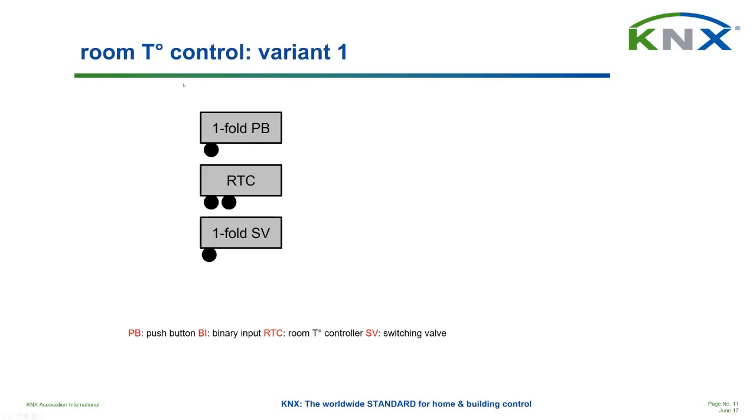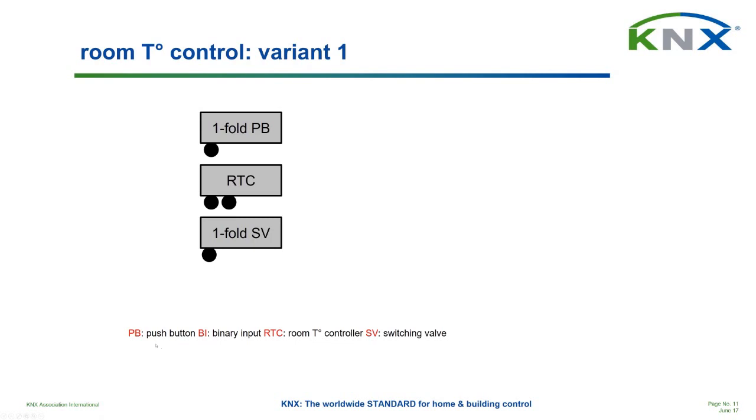So here we see for room temperature control, I have two variants. Variant 1 is what I try to explain here. So behold again these devices. These are 3 devices in total that I need in order to set up a room temperature control function in a KNX installation. So what is that? Well, I have put it here on the slide as well, of course.